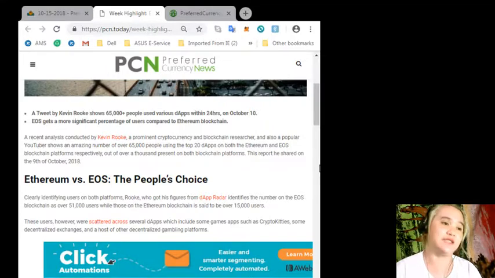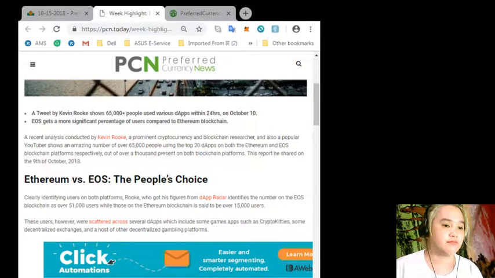Rook, who got his figures from DappRater, identifies the number on the EOS blockchain as over 51,000 users, while those on the Ethereum blockchain is said to be over 15,000 users. Now, these users, however, were scattered across several dApps, which include some game apps such as CryptoKitties, some decentralized exchanges, and a host of other decentralized gambling platforms.